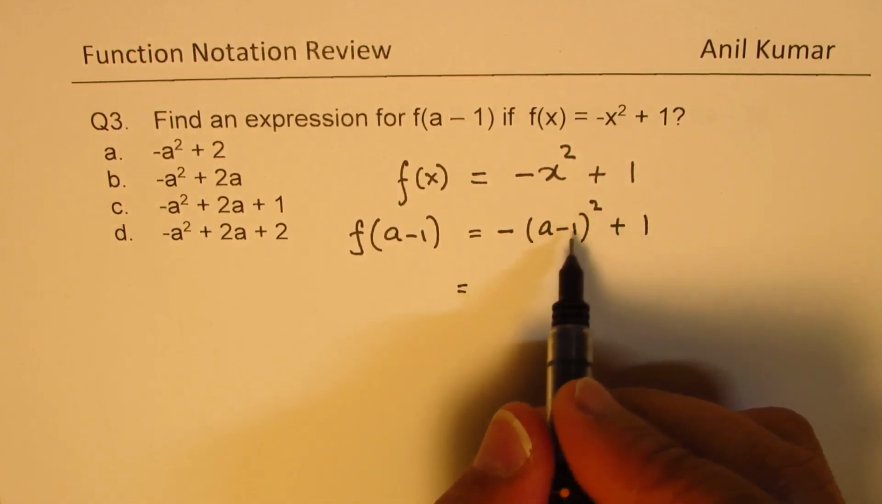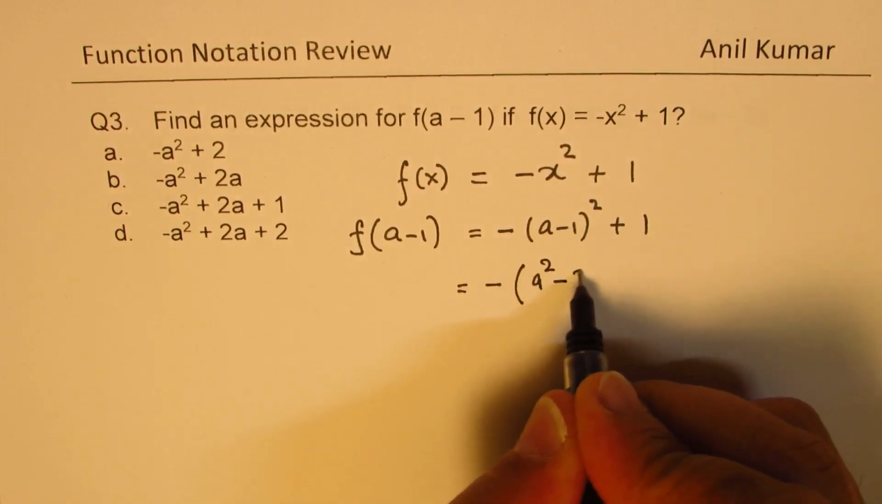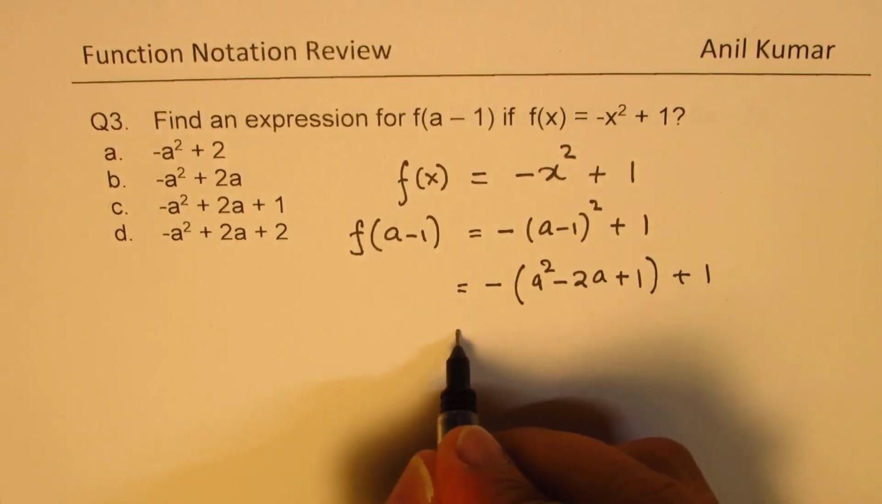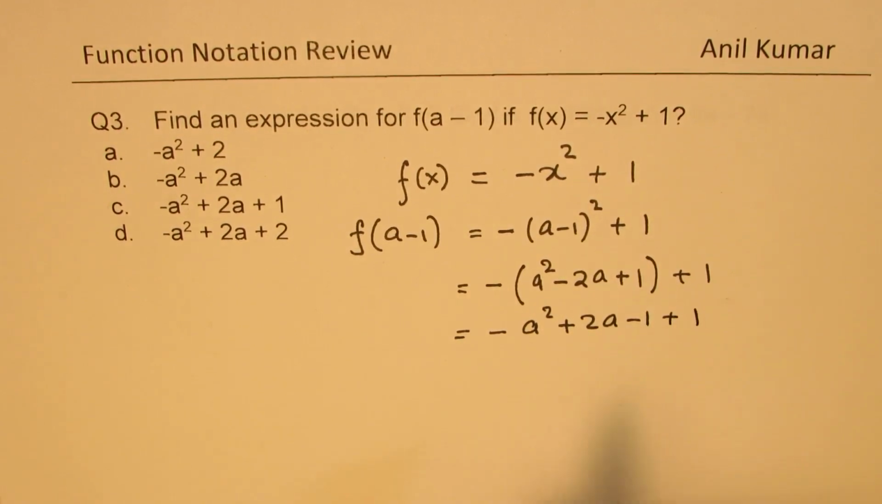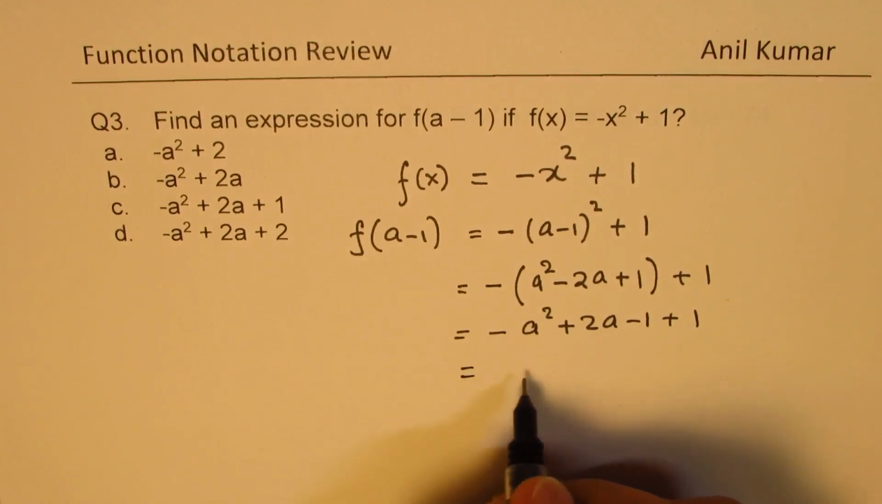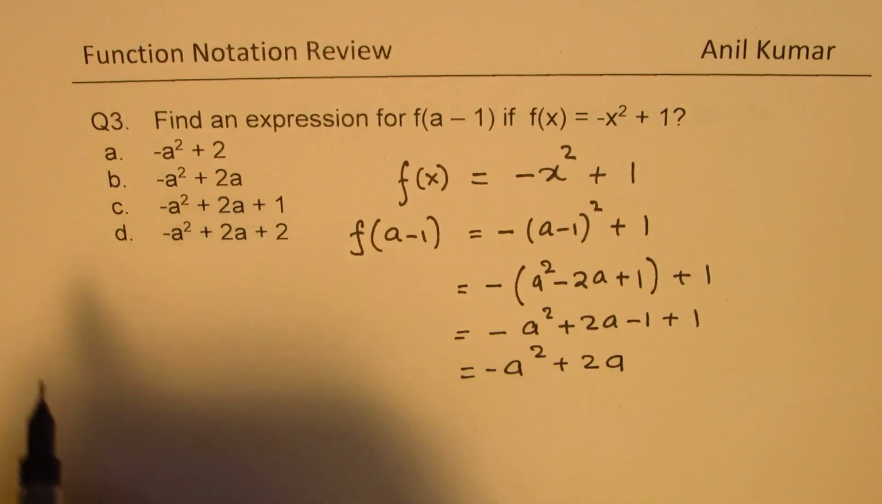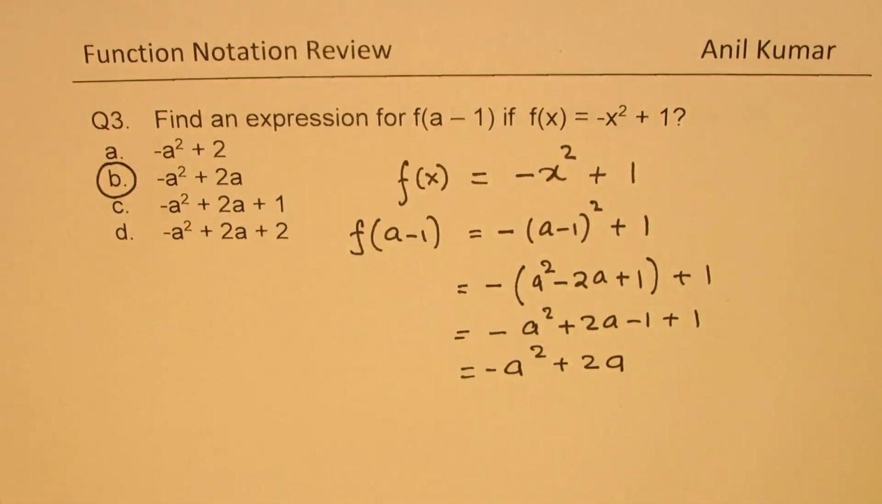So what is the perfect square? (a minus 1) whole squared equals? Well, let's write it in brackets. a squared minus 2a plus 1 squared, which is 1, plus 1. Now open the brackets. Minus a squared plus 2a minus 1 plus 1. Now minus 1 plus 1 is 0. So we're left with minus a squared plus 2a. So which is option B for us, correct? So we got option B as the correct answer. So I hope it is perfectly fine. So what you learned here is some basics about function notation.